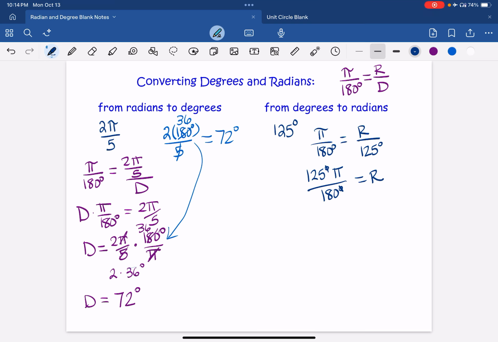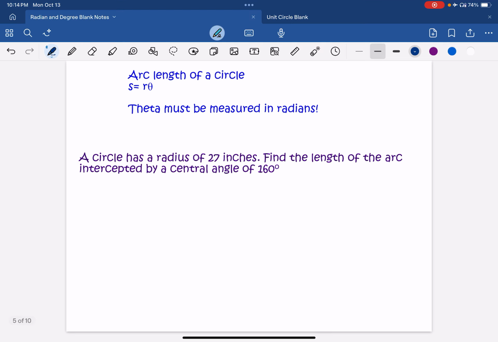So I know 125 is divisible by 5, and so is 180. So I'm going to take the 125 and the 180 and reduce them by dividing them by 5. And so 125 divided by 5 is going to give me 25 pi over 36. And that is going to be my radians. And that is how you convert from degrees to radians. Okay, so now let's use this in some examples.